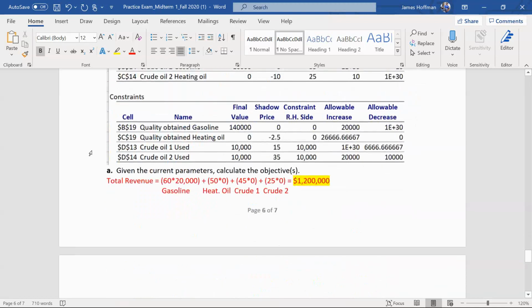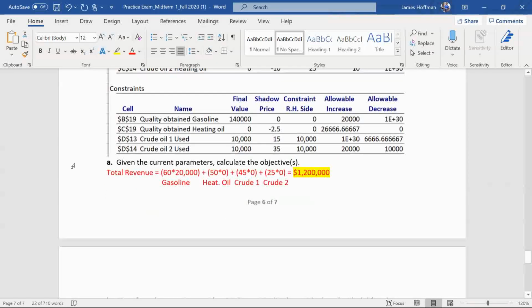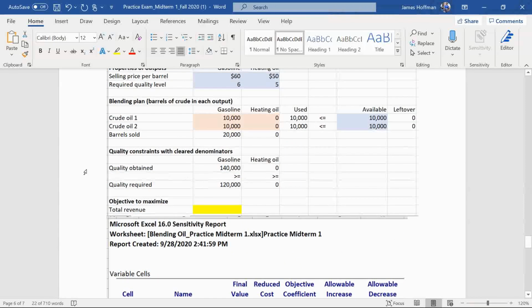Oh, okay. So these ones on the exam for the quality obtained and the quality required might look a little weird, but they're going to be binding. So just know that this one has to be binding, and this one has to be binding, or else the model won't solve. So just assume that these ones are going to be binding, even if the number looks weird like this. Oh, okay. Yeah, that sounds good. I understand that. Okay, thank you so much.